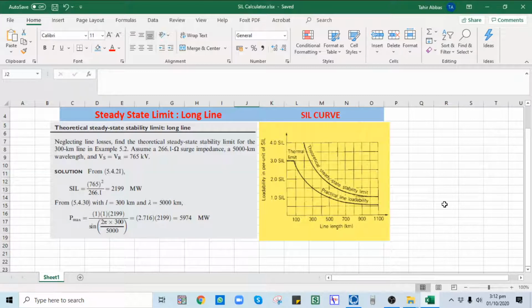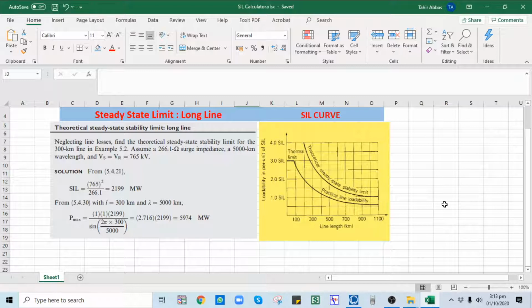Basically the surge impedance loading is a loading of a lossless transmission line when the line is not absorbing and producing any VAR. Then the impedance of a transmission line is characteristic impedance, that is 266.1. So here we can see that by calculating SIL, that is 2199 megawatt.